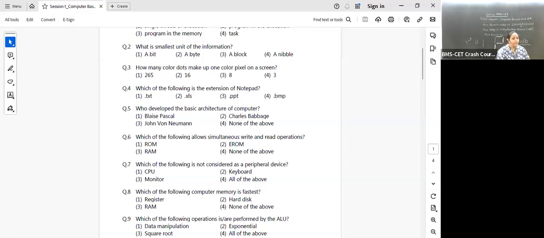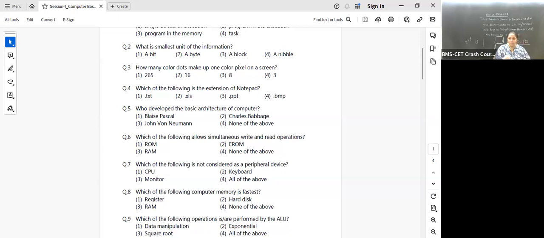Okay. Done. So first question: a process is a program in execution. The smallest unit of information in any computer, even a laptop or your mobile phone, is a bit, a single bit. So now you know at least the difference between a bit and a byte. Okay, next question is, how many color dots make up 1 pixel on a screen?